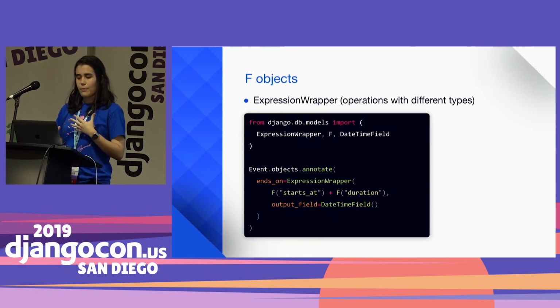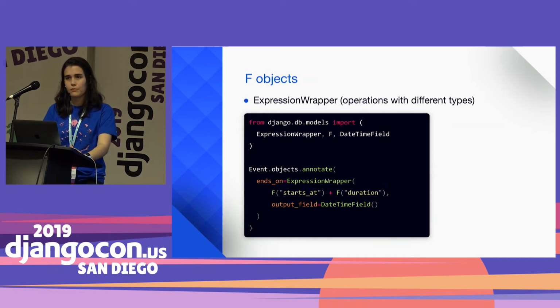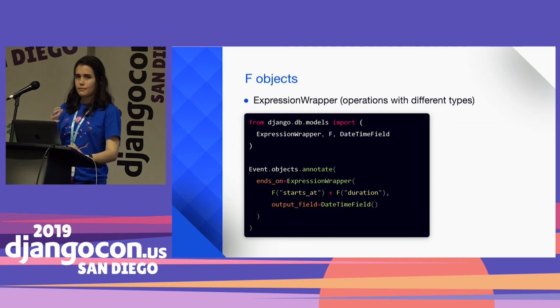That's solved by wrapping our sum in an ExpressionWrapper and setting the output field as a DateTimeField. And Django is going to be smart enough to do the operation and give the result to us in a datetime field. So for example, if we have an event that starts today and has a duration of 1 day, the ends on should be tomorrow, same time.